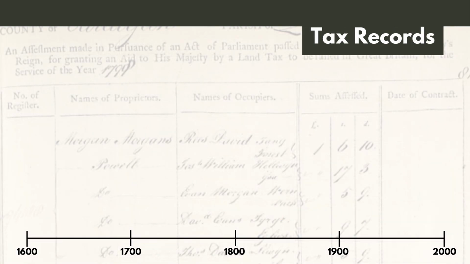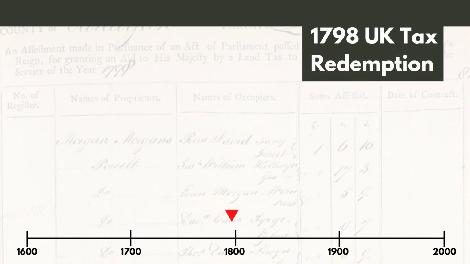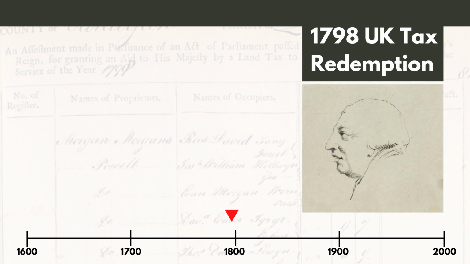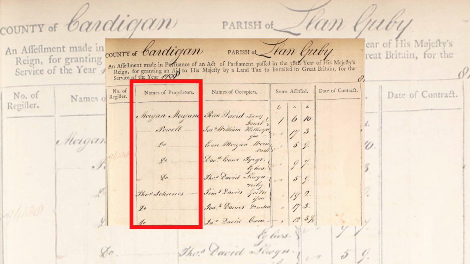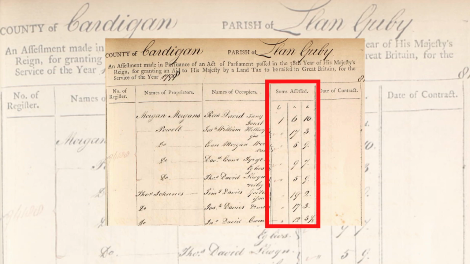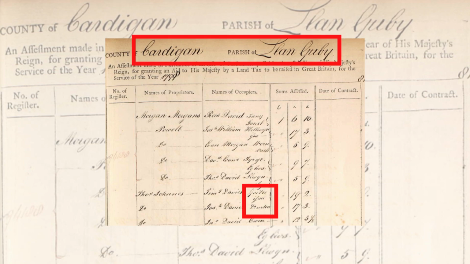Number 2. Tax records. Decades before the 1841 census, there was a survey of landowners and occupiers made to aid in tax collection. The 1798 UK land tax redemption was created alongside King George III's changes in how land taxes were levied. In these records, you'll find the name of the landowner and occupier, the amount of the tax paid, the parish, and in some places, you'll also get the name of the property.